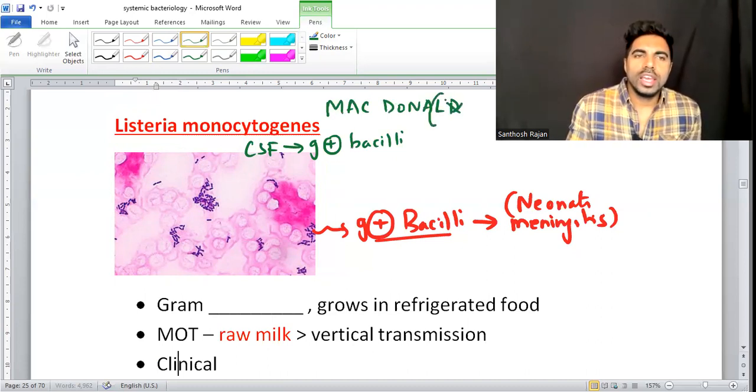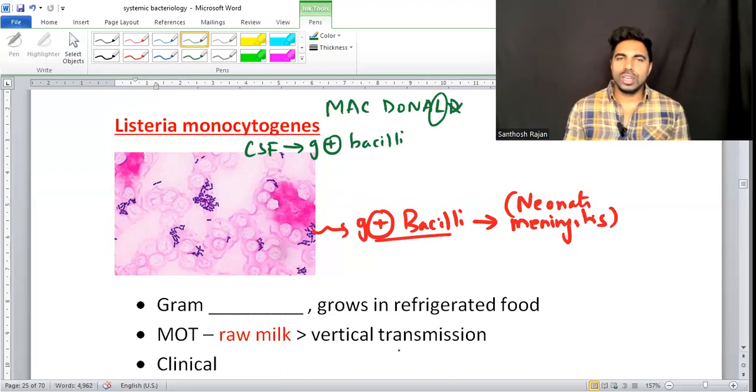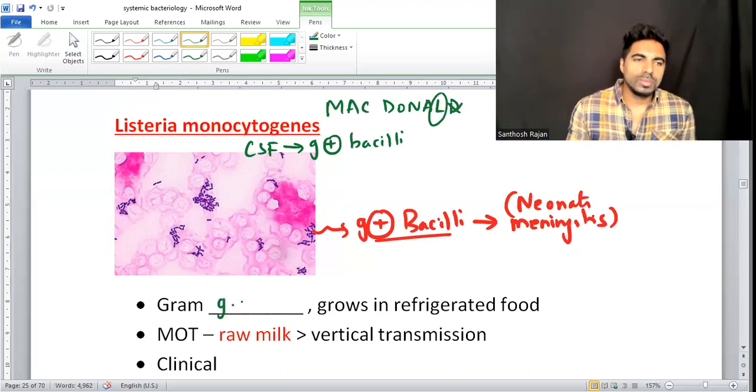McDonald's, the D is silent. The L again, that's Listeria monocytogenes. Okay, you got it? So what do you have? It's a gram positive bacillus. Once again, gram positive bacillus.